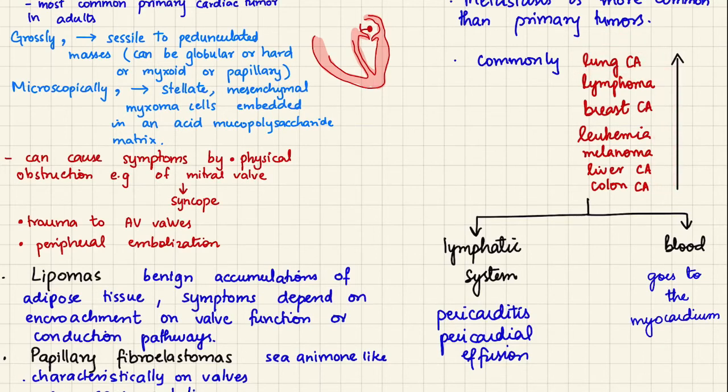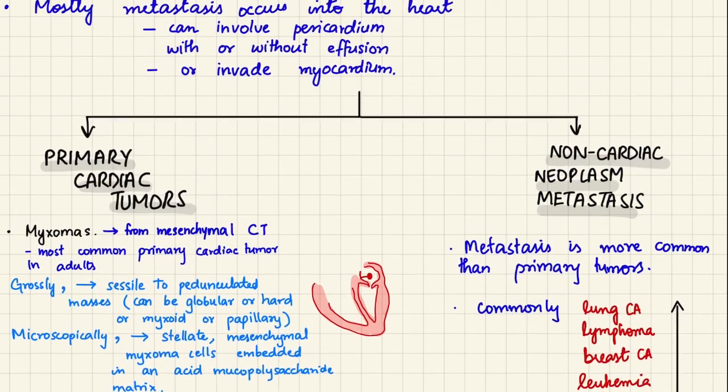It depends on whether the cancer spreads via the lymphatic system or the blood. If it spreads via the lymphatic system, then mostly it is going to cause pericarditis and pericardial effusion, that is, it is going to involve the pericardial cavity. But if it metastasizes through the blood, it is more likely to go to the myocardium. That's all about cardiac tumors.